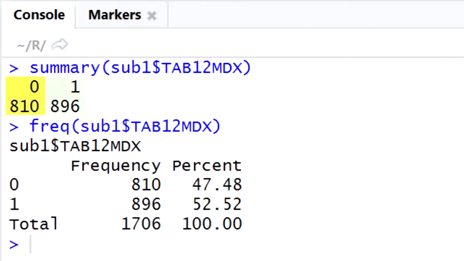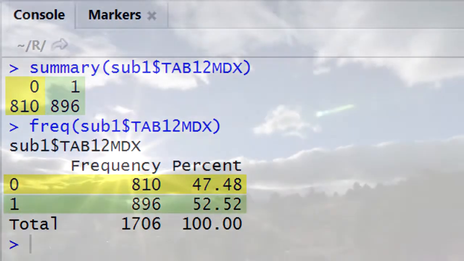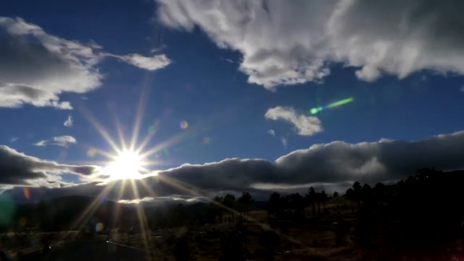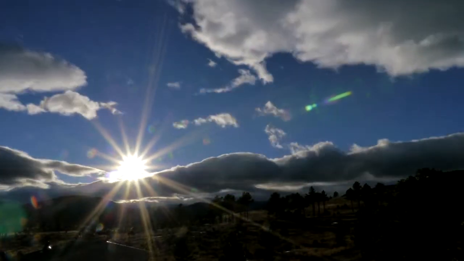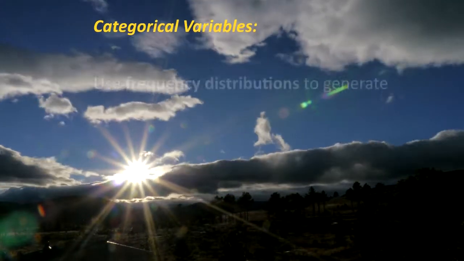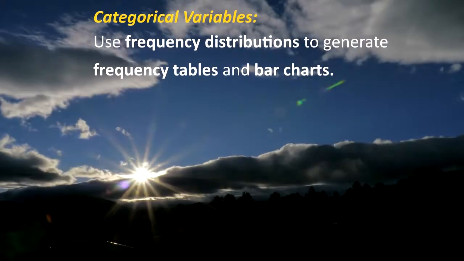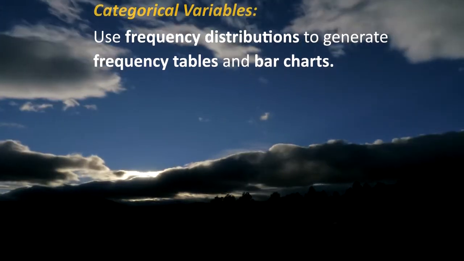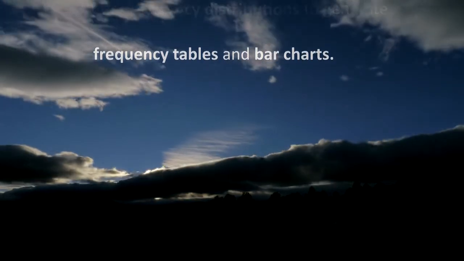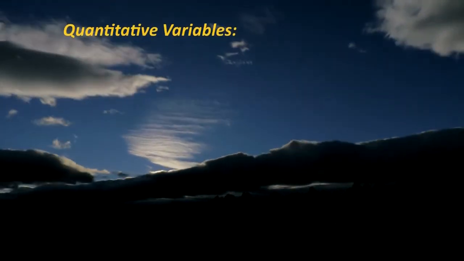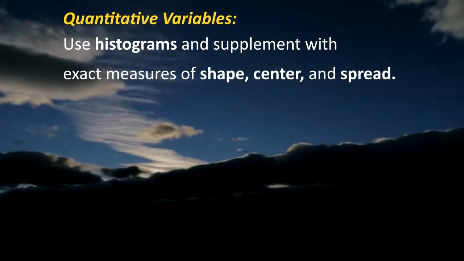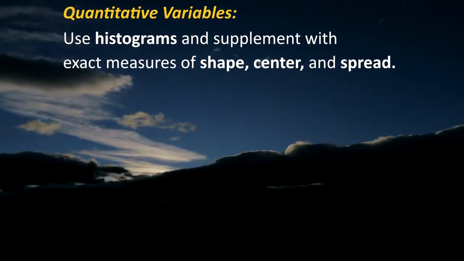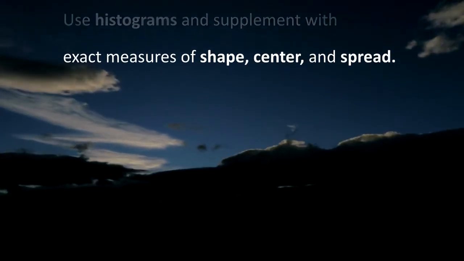In general, it's very important to remember to use the appropriate descriptive statistics for both quantitative and categorical variables. Categorical variables can often be described well with frequency tables generated by frequency distributions and bar charts. For quantitative variables, it's best to examine histograms and then to supplement these with exact measures of shape, center, and spread.